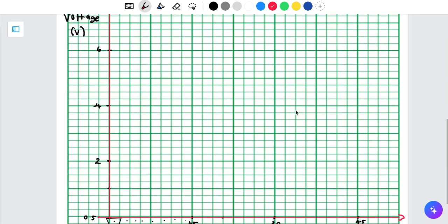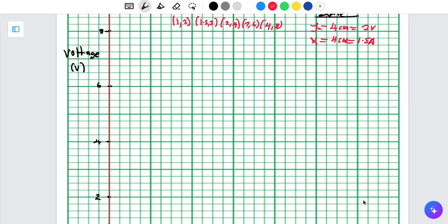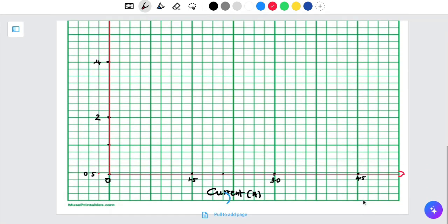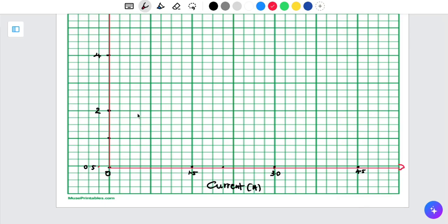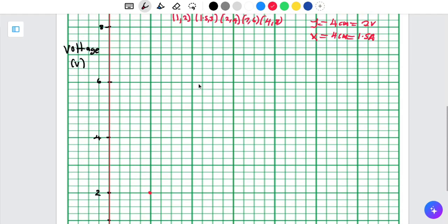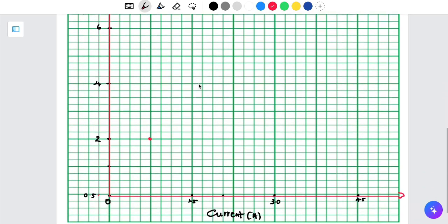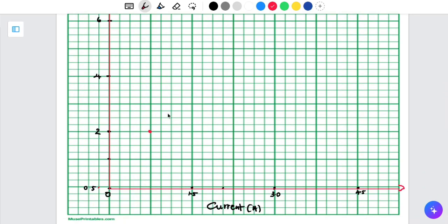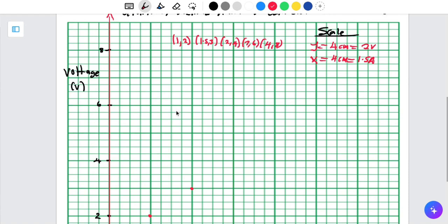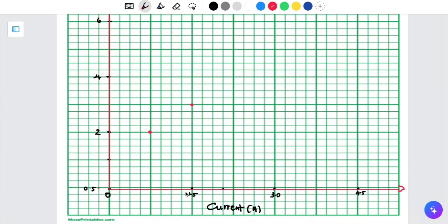So the first coordinates that we have, so if this is 1, 2 is somewhere here, so the point is going to be here. The second one is 1.5, 3. So 1.5 is here, 3 is going to be somewhere here, so our dot is going to be here. Third one is 2, 4. So if this is 3, meaning to say this is going to be our 2. So 2, 4 is going to be somewhere here.